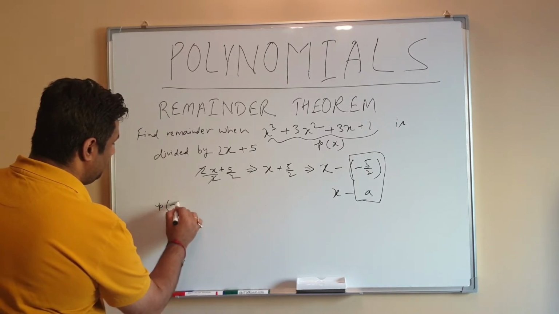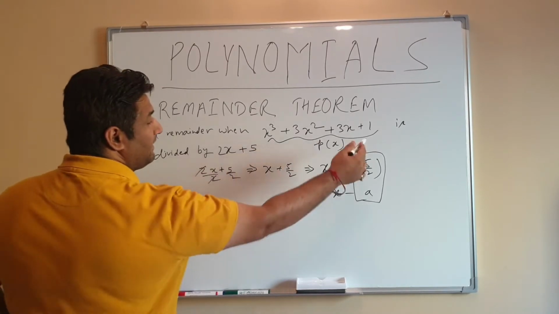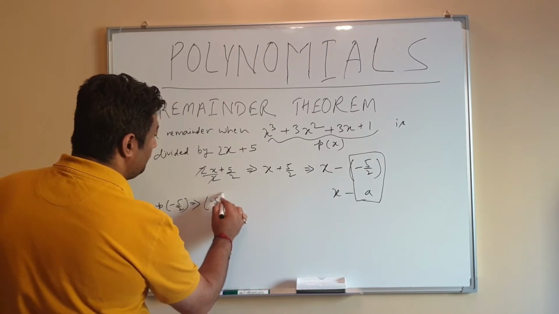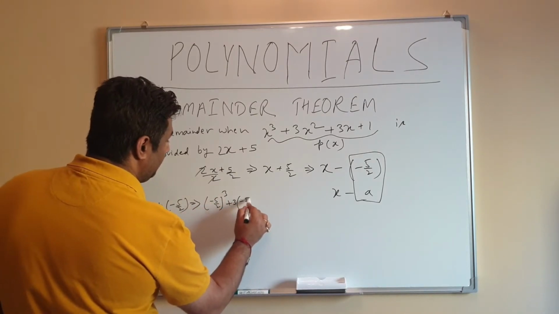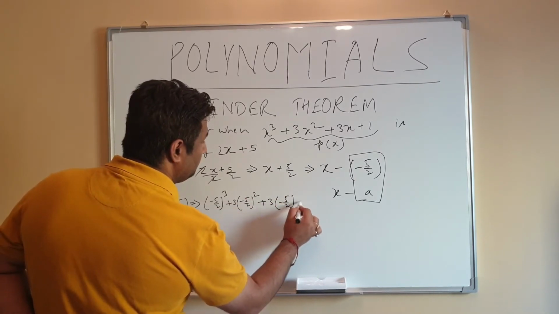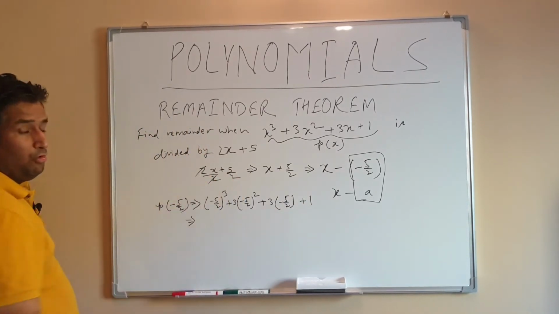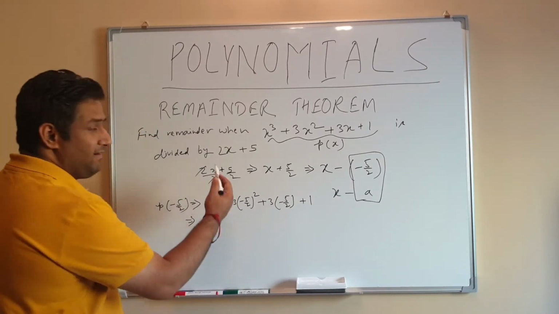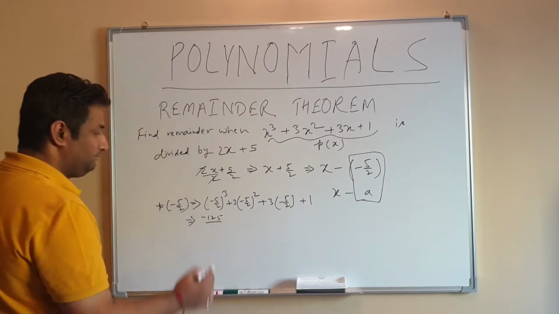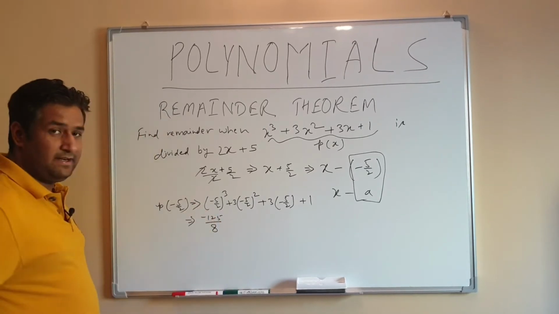So we'll write p, in place of x I will write negative 5 over 2. Wherever we have x in this term, we'll write negative 5 over 2. So negative 5 over 2 whole cube plus 3 times negative 5 over 2 square plus 3 times negative 5 over 2 plus 1. Okay. Now negative 5 over 2 whole cube: how do we do it? Negative 5 times negative 5 times negative 5, so we'll get negative 125 over, now 2 times 2 times 2, which is 8.